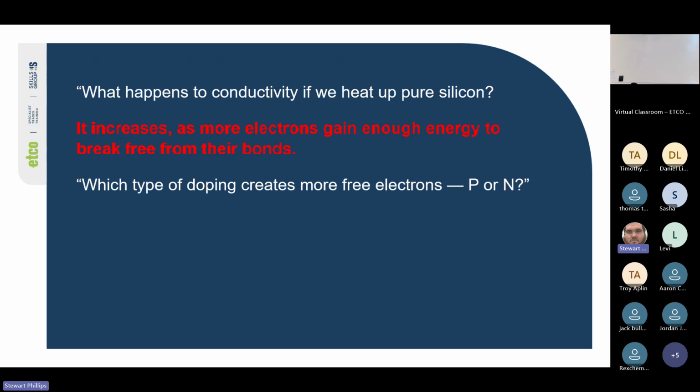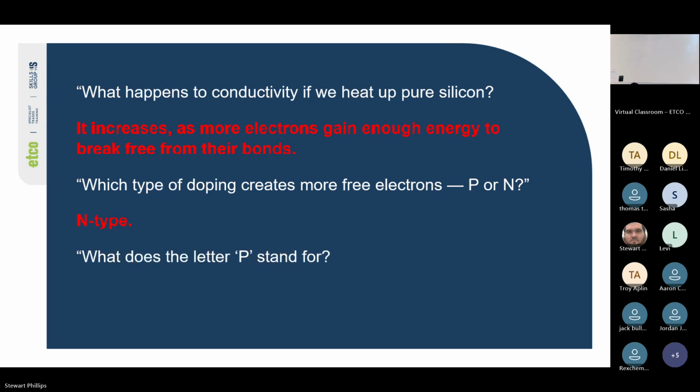Cool. So which type of doping creates more free electrons, P or N? Okay, yeah, we seem to be in pretty much unanimous agreement there. Yep, so N-type. N-type creates free electrons.